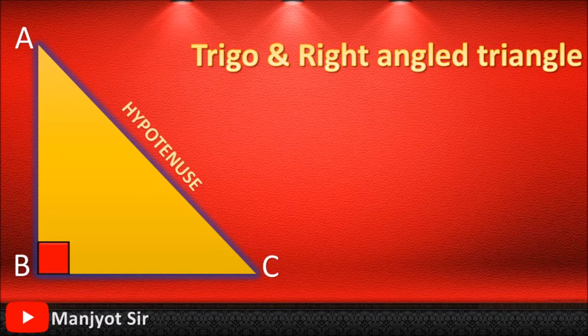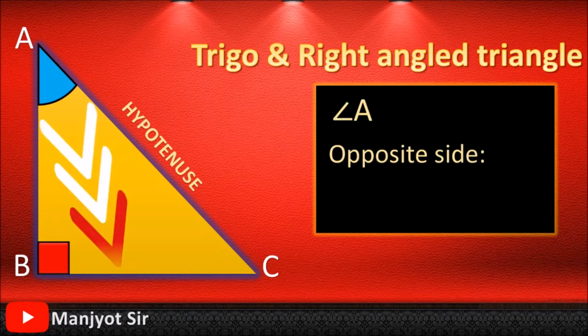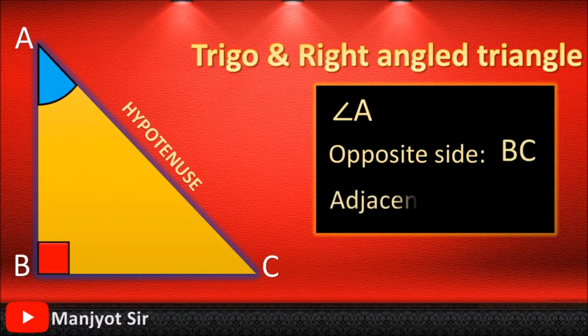Now B is 90 degree, but there are two more angles, that is A and C. So let's understand each angle one by one very carefully. See, for angle A, the opposite side is BC, and for angle A, the adjacent side will be AB. So we'll just note it down. For angle A, opposite side will be BC and adjacent side will be AB.